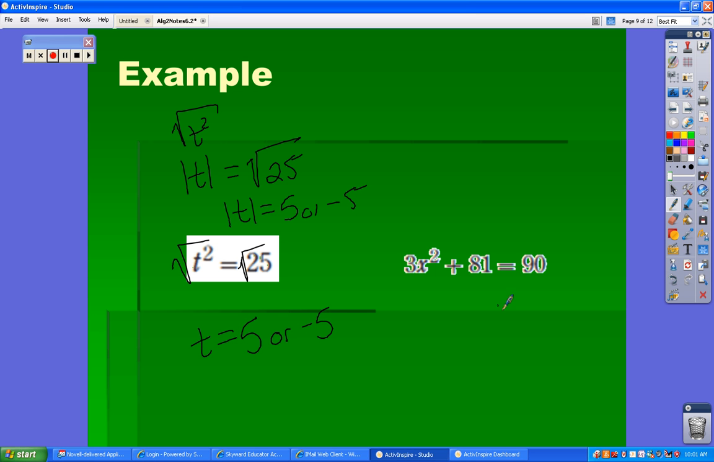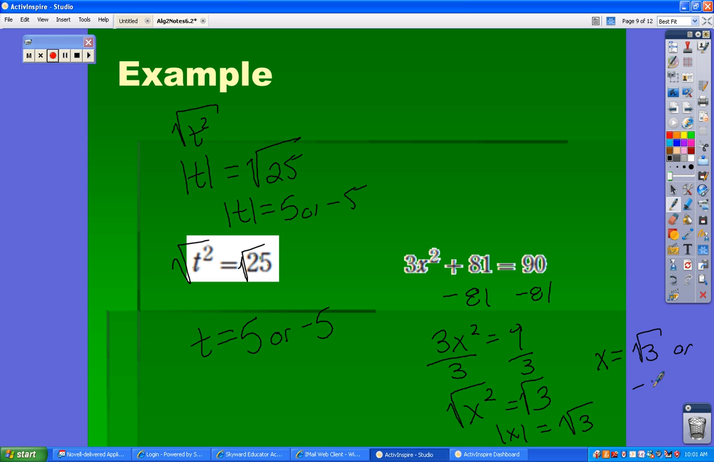Okay, this second problem, I got to get x squared by itself. Subtract 81, subtract 81. 3x squared equals 9. Still isolating the squared term, divide by 3, x squared equals 3. Square root both sides. Oh, that's the same thing as absolute value of x equals the square root of 3. What numbers distance from 0 on a number line is the square root of 3? There are two. X could equal square root of 3 or negative square root of 3. There are two things I could plug in there to get that distance from 0.